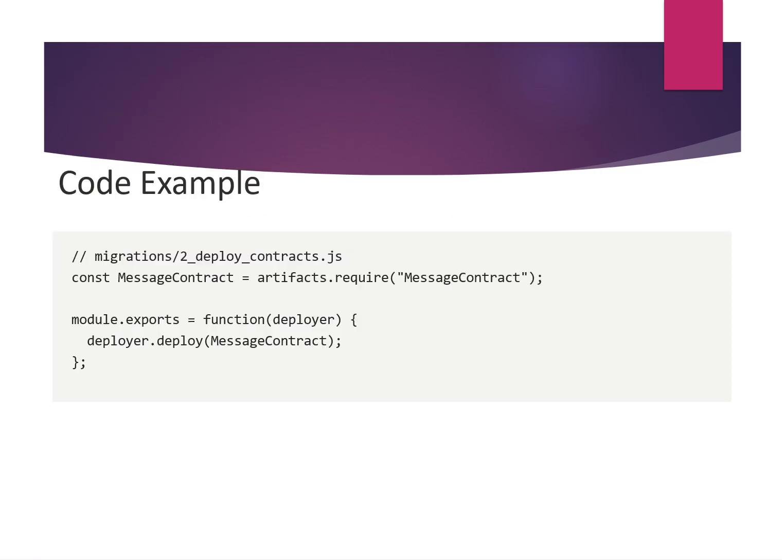Here is a simple deployment script you can use to deploy the contract. The first line imports the compiled contract. The second line exports a function that receives a deployer object. And the last line uses the deployer to deploy the message contract to the blockchain. You can use this script for deployment of your project.